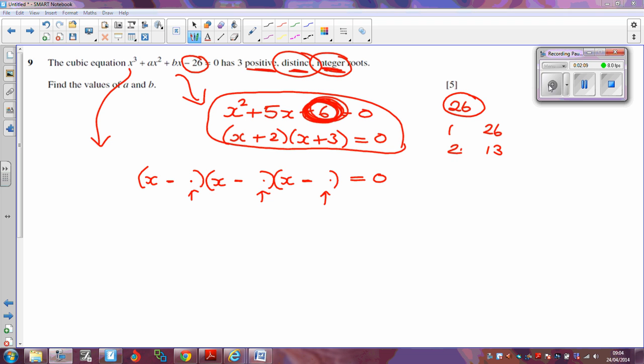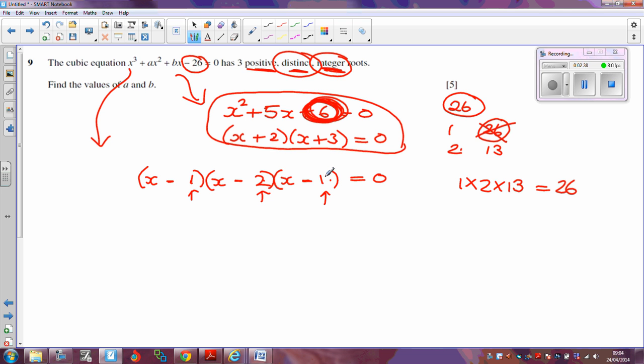So 26 only actually has three different factors. Now what we've actually got to have here is three numbers that multiply together to make minus 26. But if we look at the 26, we can't actually use the 26, because if we do 26 times 1 times 2, well, that's already going to be 52. So forget the 26. I can see that if I do 1 times 2 times 13, well, actually that is 26. So one of my brackets must be x minus 1, one of them must be x minus 2, and the last one must be x minus 13.